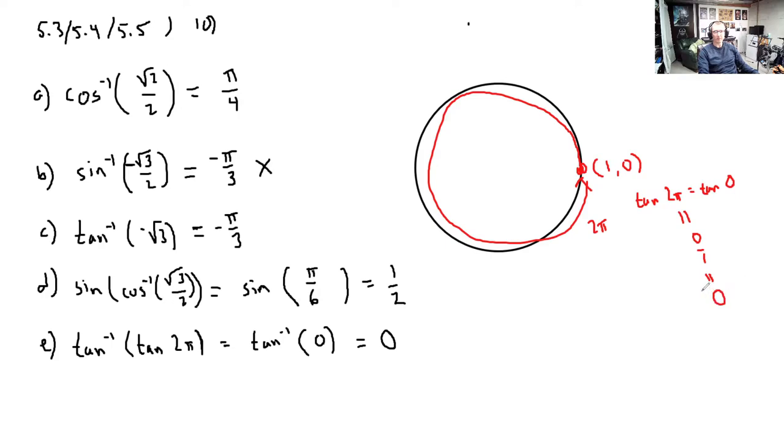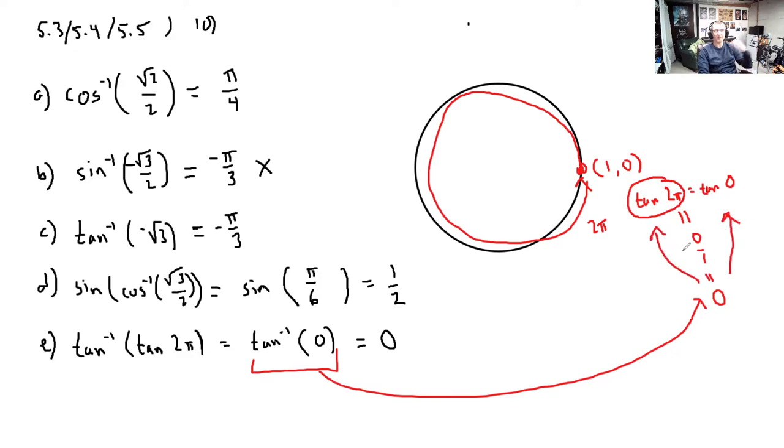So this is where we began. We said, okay, what is the tangent of 2 pi? It's 0. And then we asked ourselves, what angle gives us this value of 0 for tangent? Well, two of them did, didn't they? In fact, there's an infinite list of them that did. But we can't pick this one because that's outside of our typical choice of range for tangent inverse. We pick this one, because for tangent, again, we're only picking angles in quadrants 1 and 4.